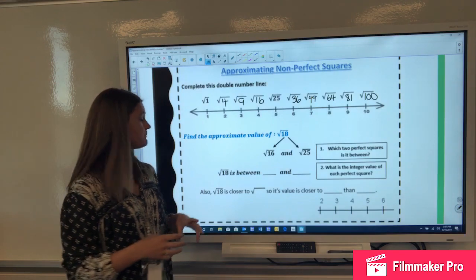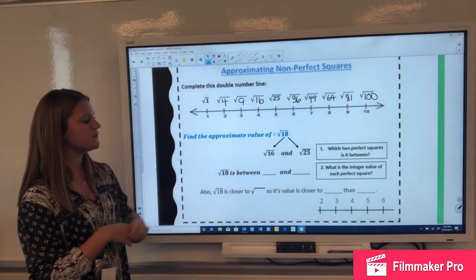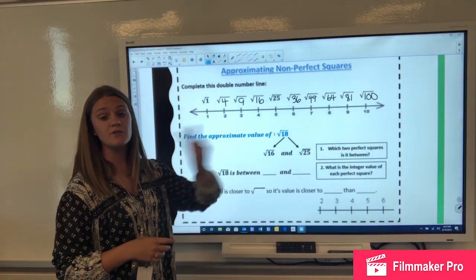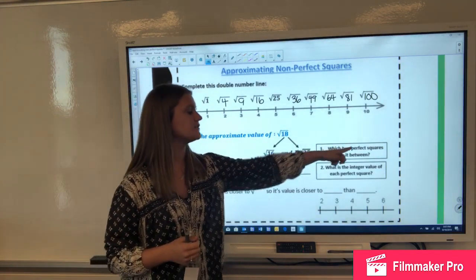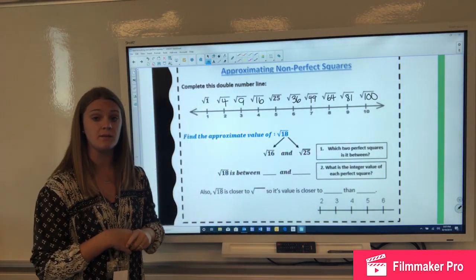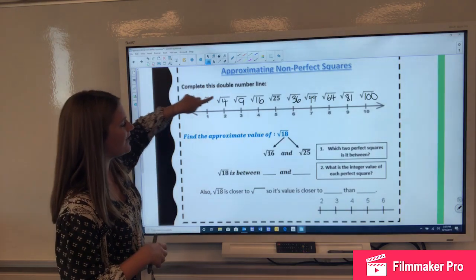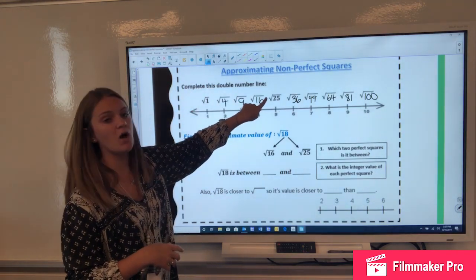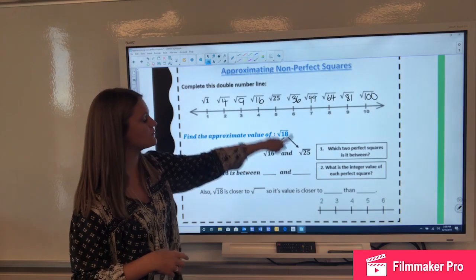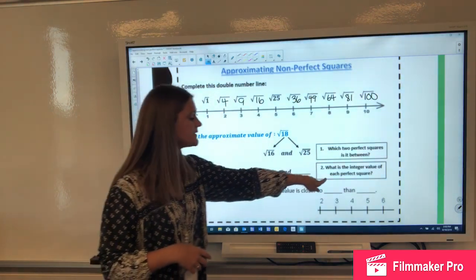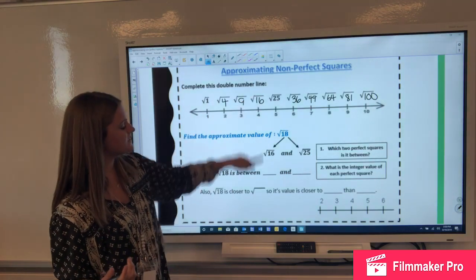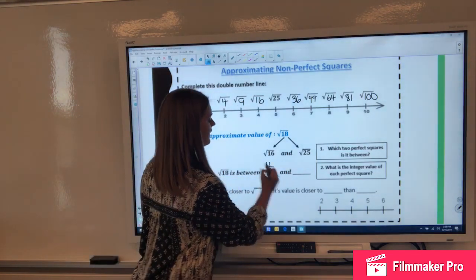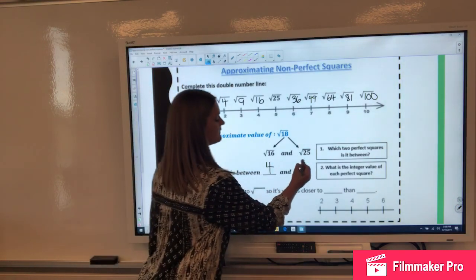So let's practice. So we want to find the approximate value of the square root of 18. There's two easy steps that we already talked about. Number one, you need to answer which two perfect squares is it between. So if I look at the top of my number line, 18 is going to fall between the square root of 16 and the square root of 25. The second step, what is the integer value of each perfect square? The square root of 16 is 4, and the square root of 25 is 5.